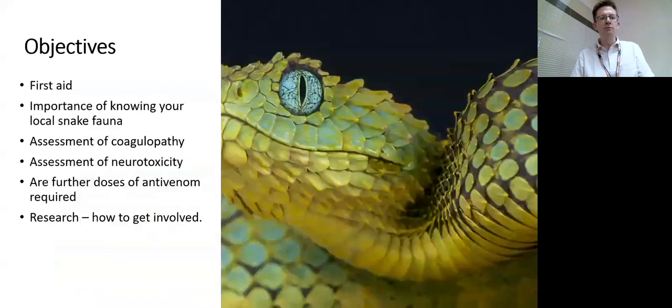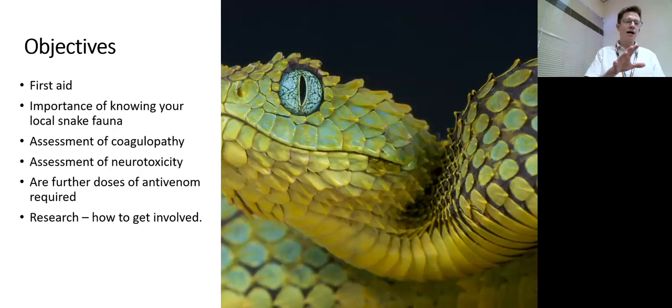A few objectives. We're going to touch a bit on first aid, and a little bit on the importance of knowing your local snake fauna. We're going to mention the assessment of coagulopathy and the assessment of neurotoxicity, and briefly touch upon when a patient comes, whether we need to give additional doses of antivenom, and when we stop giving antivenom. Then a few slides on how I got involved in snakebite management and research, and how you may want to get involved in research, not necessarily snakebite, but any research, because I think it's fun, and it improves the care that we can deliver.